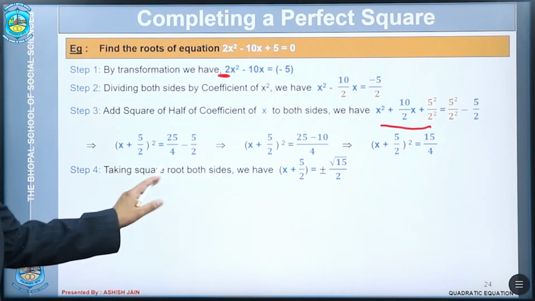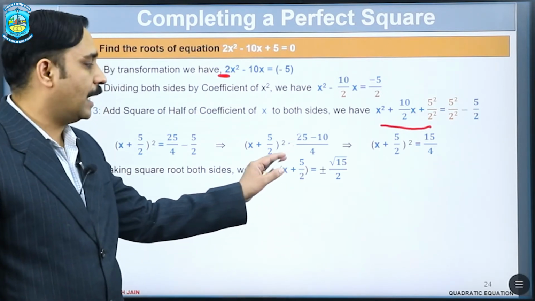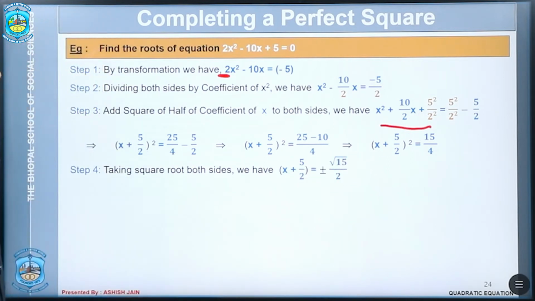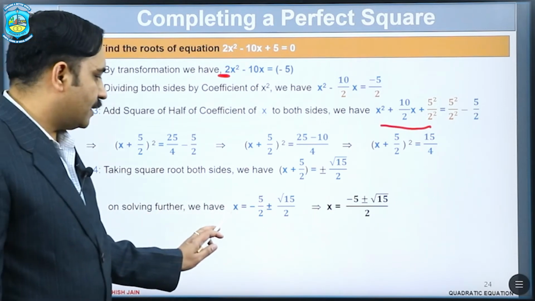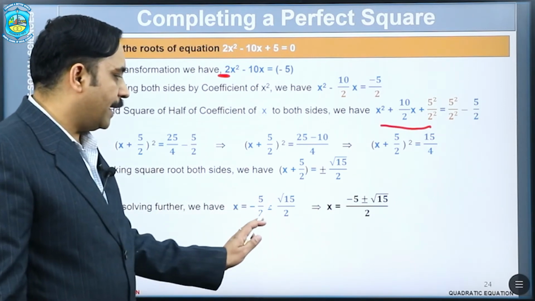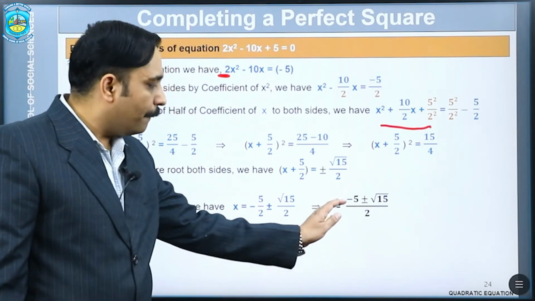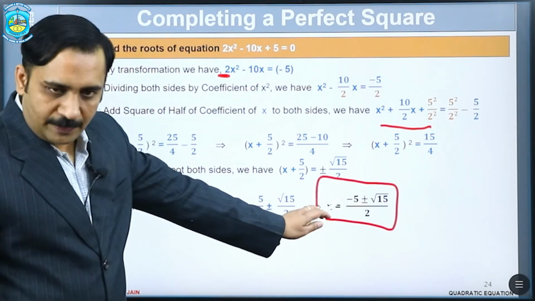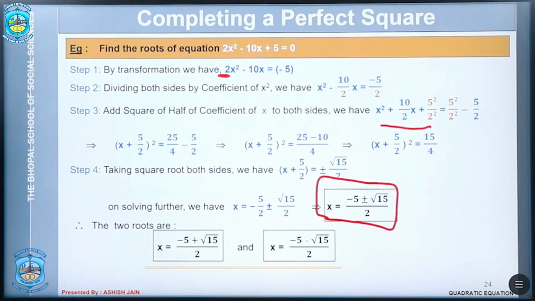Now, taking square root on both the sides, we have (x + 5/2) equal to plus minus under root of 15 upon 2, because root of 4 is 2. That means we have two values of x. So x is equal to minus 5 by 2 plus minus under root of 15 by 2, which is x equal to (minus 5 plus minus under root of 15) by 2. The first value is with the plus sign, the second value is with the negative sign. So we have two roots like this.